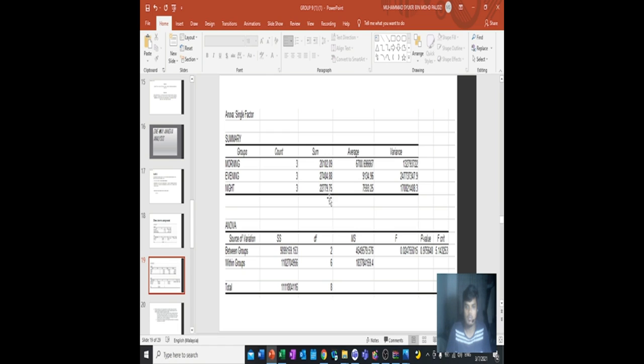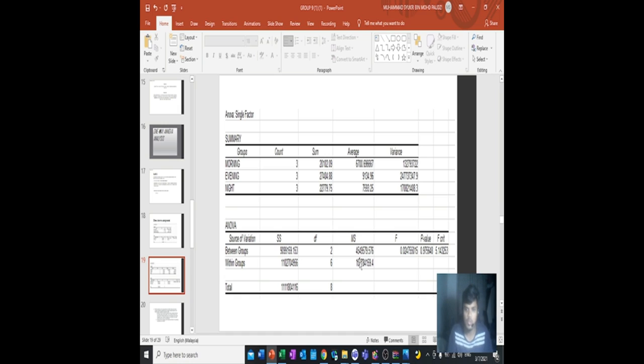For evening, we have the sum of 27,404.88, and the average will be 9,134.96. So the variance will be 247737.9. And for the night shift, we will get the sum of weight is 22,779.75. So the average will be 7593.25. But the variance is 170821408.3. So this is the ANOVA analysis.